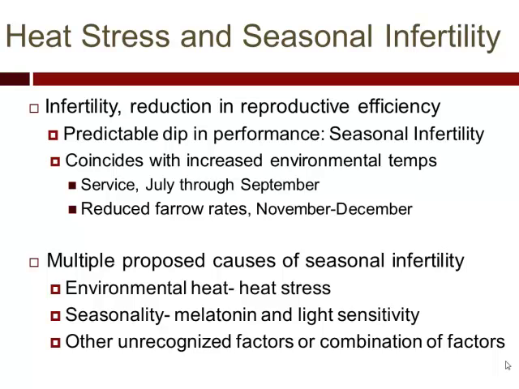So there's a lot of different causes or proposed causes of seasonal infertility. The one that we're investigating in our current projects was heat stress, trying to understand what role heat stress has and what contribution it makes or how it contributes to seasonal infertility. Obviously, there's the seasonality issue in and of itself. Photoperiod has also been proposed to have an effect on reproduction as it does in many other species such as sheep and horses. And then there's also the combination of those factors or other things that we're not fully aware of.